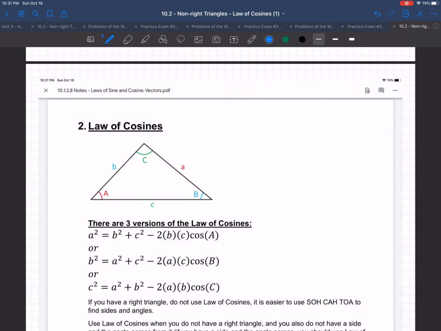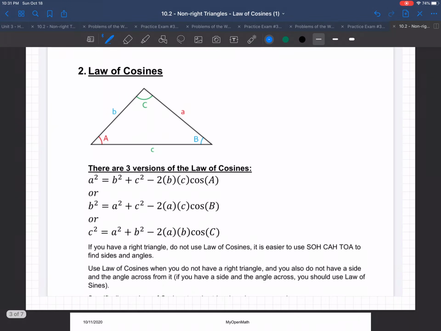Here's the notes. This is the 10.1, 2, and 8 notes, law of sine and cosine and vectors. So these notes show you about the law of cosines. There are 3 versions of the law of cosines. You can use any of them. It basically says if you have a right triangle, do not use the law of cosines. It's easier to use SOHCAHTOA. And it says use the law of cosines when you do not have a right triangle, and you also do not have a side and the angle across from it. If you have a side and the angle across from it, you should use the law of sines, as we just said. All right, so we're going to use the law of cosines.